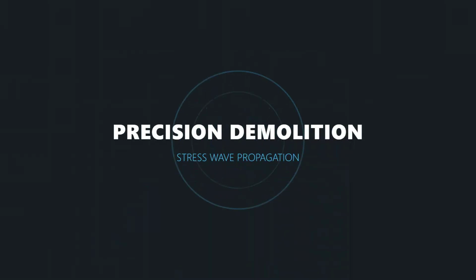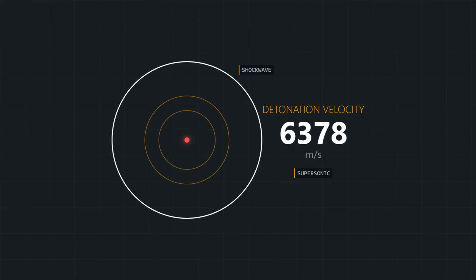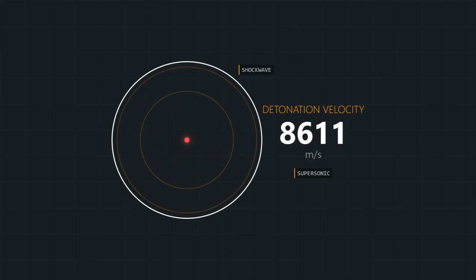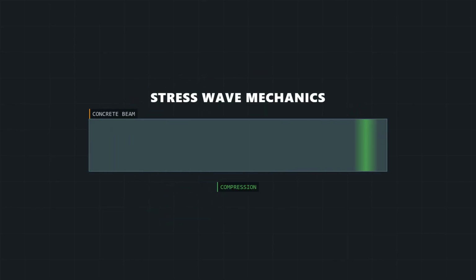Precision demolition is not about brute force. It relies entirely on controlling stress wave propagation. High explosives generate supersonic shock waves characterized by the detonation velocity, or VOD, which typically ranges from 3,000 to 9,000 meters per second. Brisance quantifies the shattering effect of the explosive, a critical factor for severing high-strength materials like reinforced concrete columns. The initial shock wave creates compressive failure within the material.